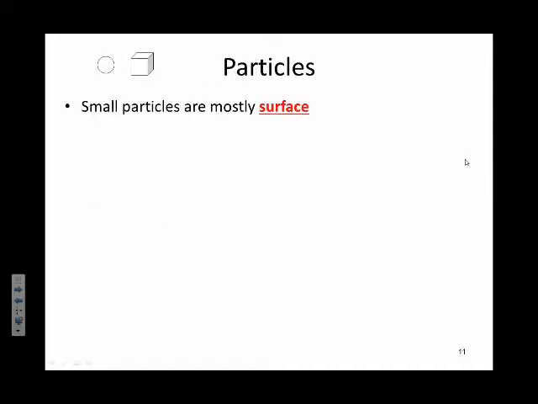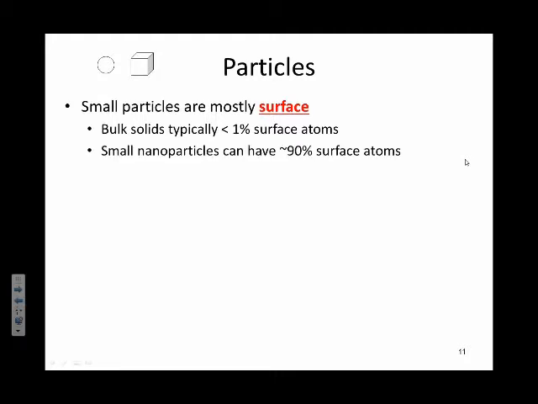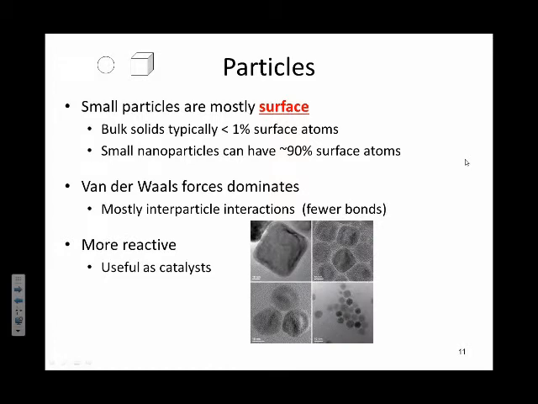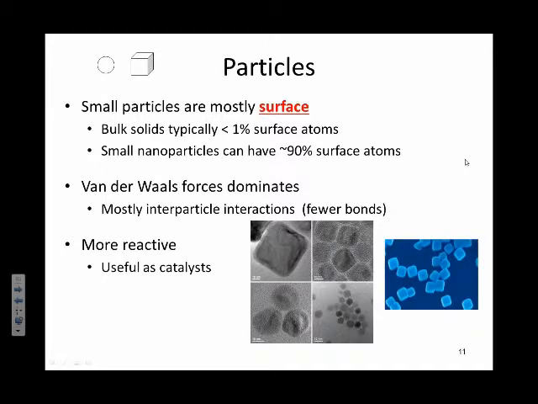So first, particles. Particles are mostly surface atoms. Bulk solids have typically less than 1% surface atoms, while small nanoparticles can have around 90% surface atoms. Van der Waals forces dominate between the particles. There's not that many bonds between the particles. It's mostly interparticle interactions. They're more reactive, so they're useful as catalysts, meaning they speed up reactions. And here's some scanning electron microscope images of some different nanoparticles, some different shapes, and some nanocubes.